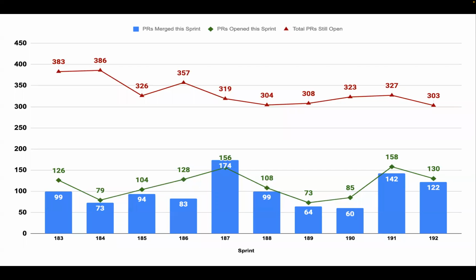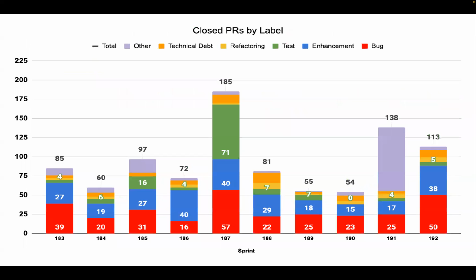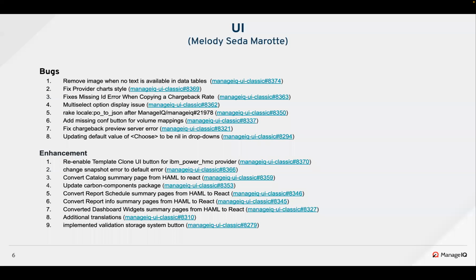On the statistics side, there were 122 merged PRs this sprint with 130 opened. And the breakdown is mostly bugs, but a fair number of enhancements. But we've done a lot of bug squashing this past sprint. And over to Melody with the UI.